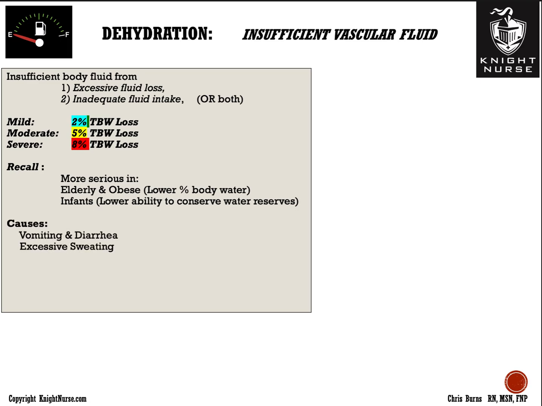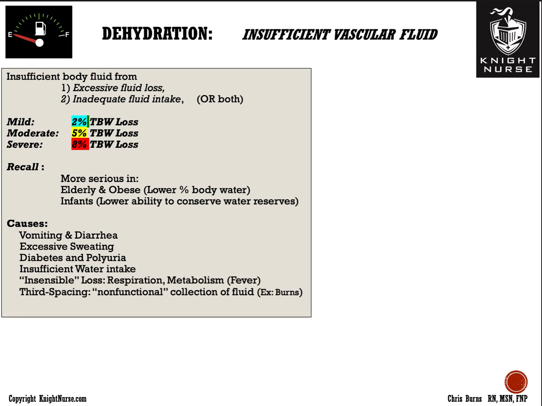Causes of dehydration can be vomiting, diarrhea, excessive sweating. It can be diabetes, where they pee sugar out. Glucosuria is what it's called, and that causes the loss of water, polyuria. Insufficient water intake. It can occur through insensible loss, where someone has a fever or they're breathing very quickly and they're actually blowing off a lot of water vapor, and that's causing dehydration. Or through third spacing, non-functional collection of fluid, where this patient actually weighs the same. They haven't lost any fluid out of their body, but now it's in that third space.